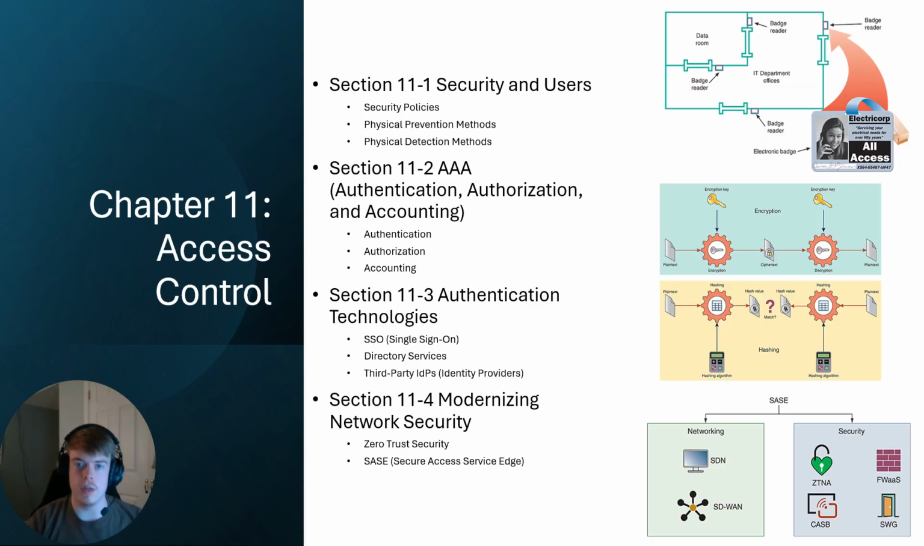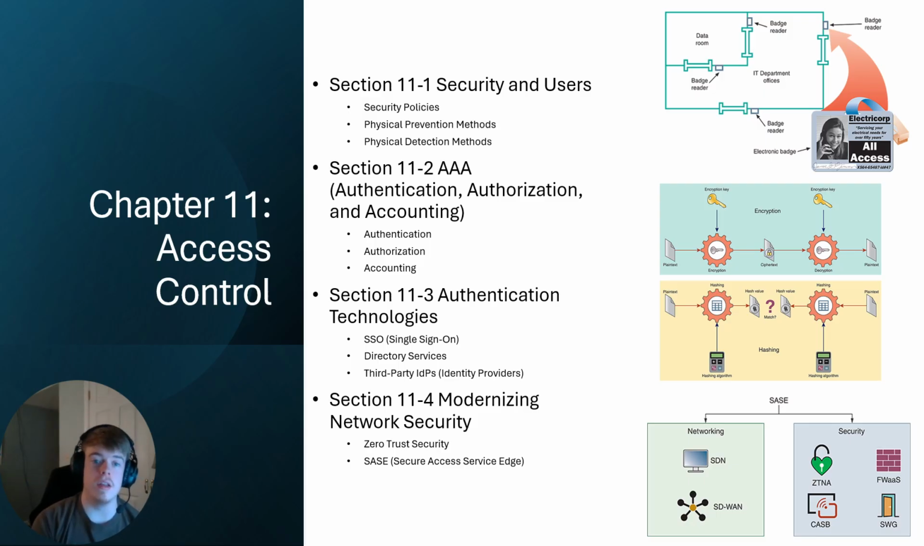Section 1 goes over how security and users interact. Security policies should be put in place to define proper use of the network by users. It also goes over some different physical prevention and detection methods that can be used to control access. Section 2 is about AAA. Authentication is verifying the user is who they say they are. Authorization is making sure that user is able to access only what they should be allowed to access. And accounting is making sure that all actions are documented on the network.